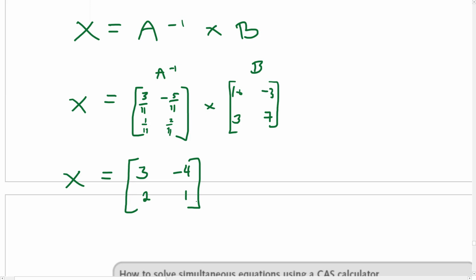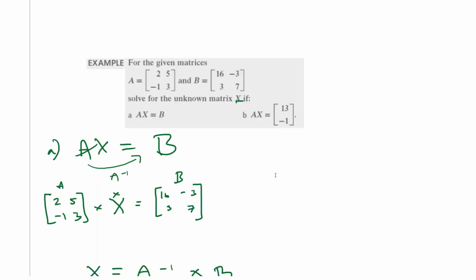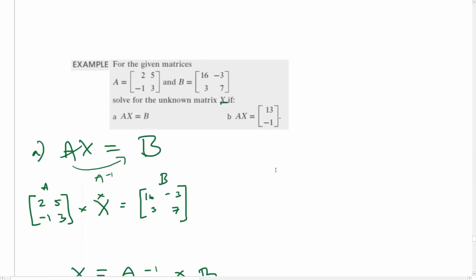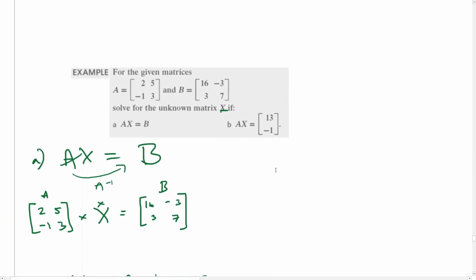Okay, let's go to the next one. All right, so that's that question. Sorry, guys. Let's go to the next one, which was AX equals this matrix. Remember, in this equation we're trying to isolate X, make X by itself. So that means we've got to move this A over to the other side. And remember what happens to the A when you move it to the other side? It just becomes inversed, and you multiply it with whatever that matrix is there.